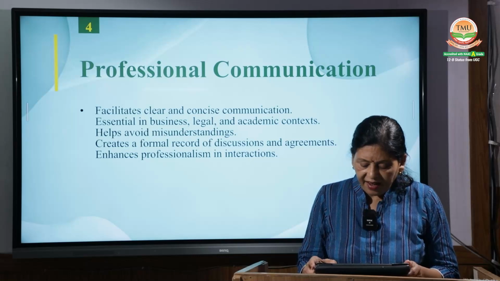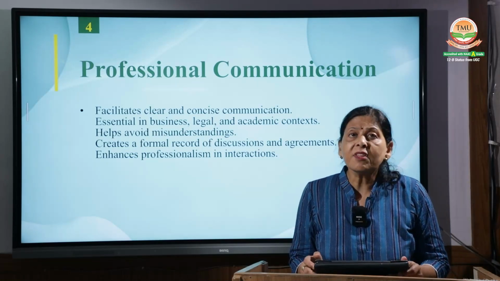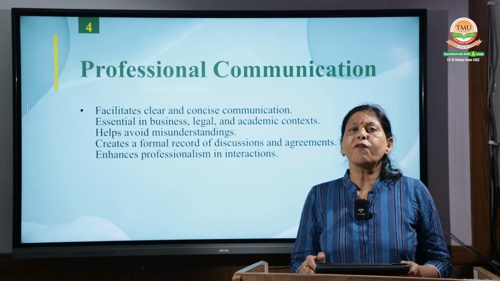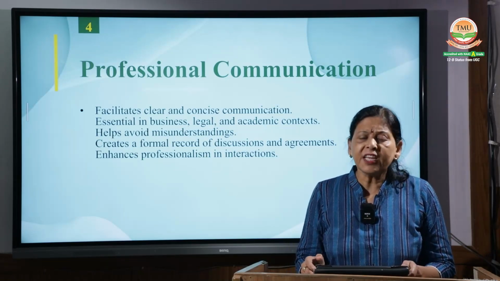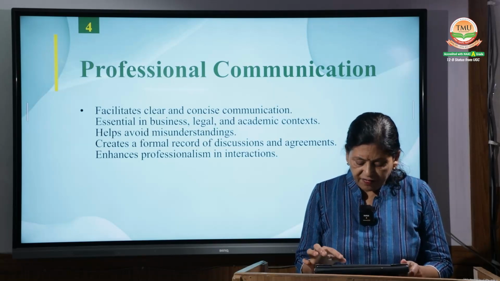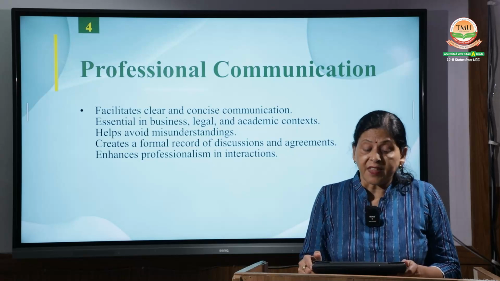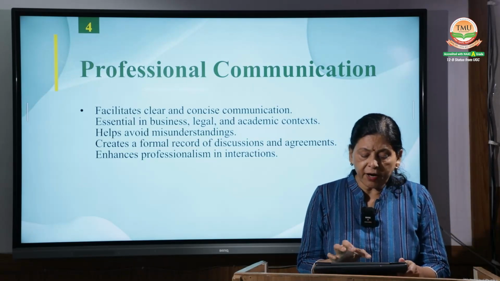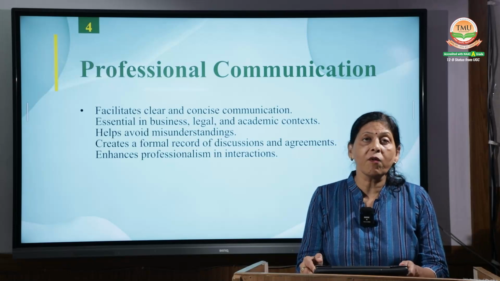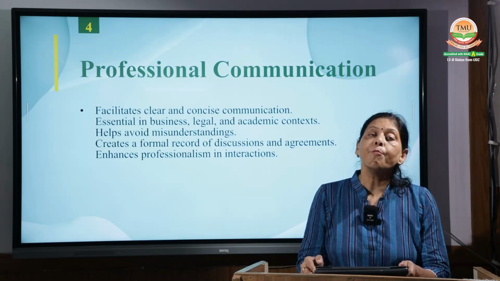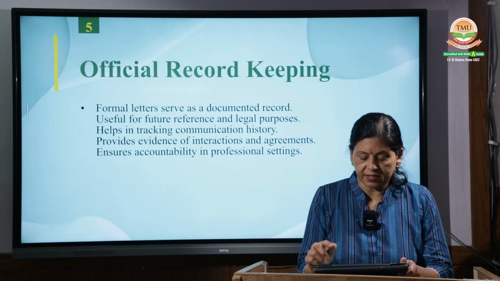And the last is, it enhances professionalism in interactions. Something which we need to learn is that in the professional world, obviously we need to follow professionalism. Whatever our association with professional people, however long our association is, they are not our friends. So we need to maintain professionalism.